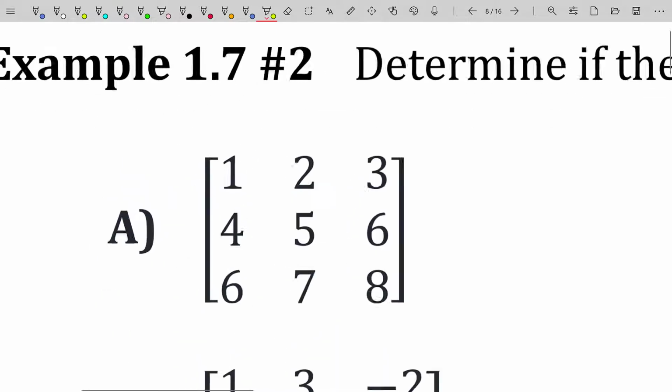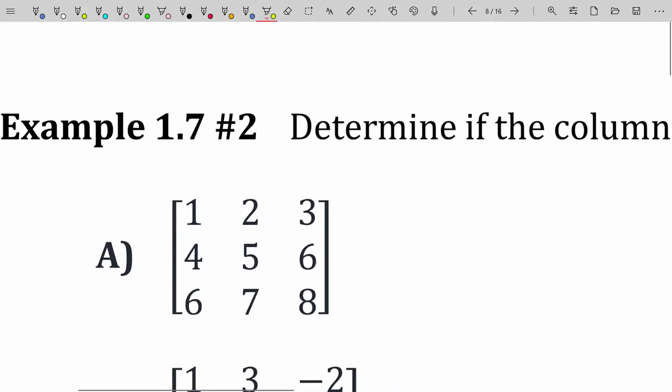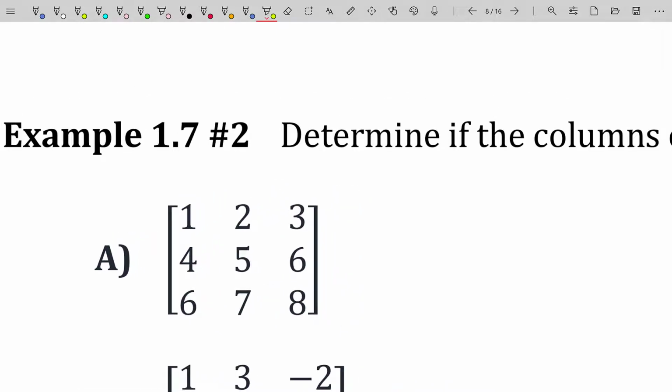So the very first one, I will go quickly looking at the columns and seeing if one is a multiple of the other. And if I look at that, I can't really see quickly that column 2 or column 3 is a multiple of the previous columns. So I probably won't bother with that. Each of those vectors has 3 entries and there are 3 vectors, so I'm not breaking the law there. So the only way that I'm going to do this is form an augmented matrix and do some row reduction.